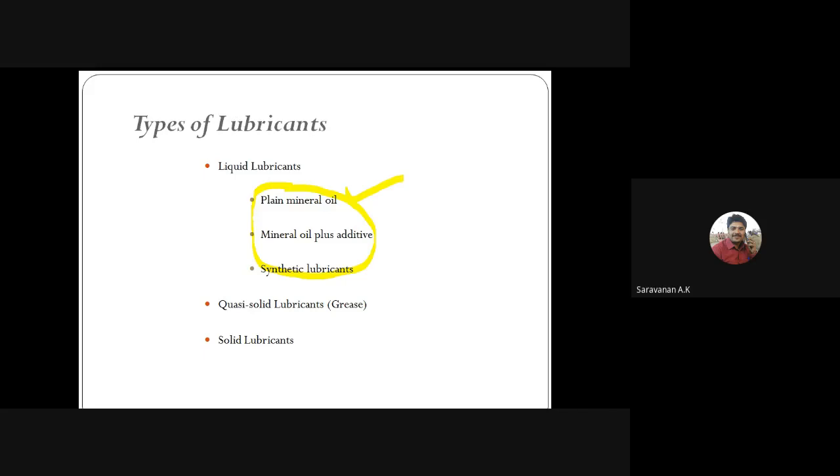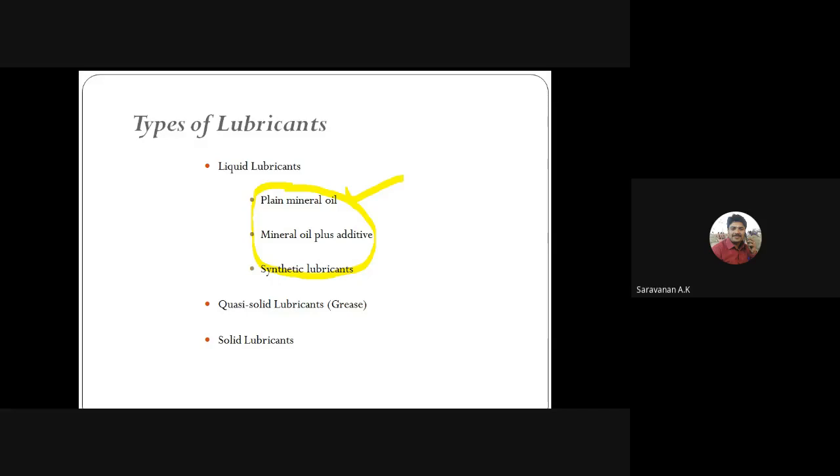Then the third one is the synthetic lubricants. Synthetic lubricants can be characterized as oily or natural liquids. They are not obtained from petroleum crude oils, but we can manufacture them by an artificial method.